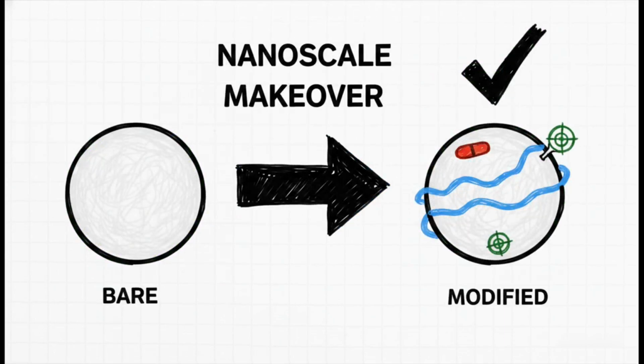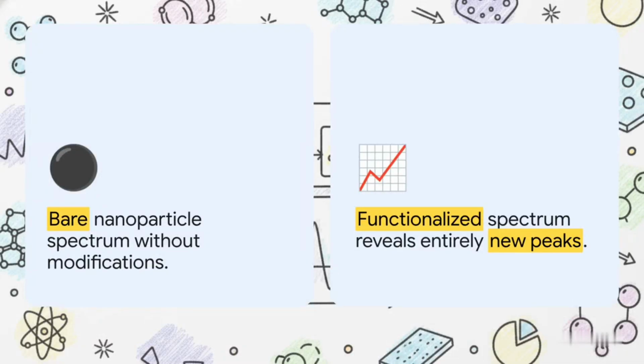Moving on to role 3, confirmation of functionalization. I always think of this as a nanoscale makeover. It's when you take a plain, bare nanoparticle and try to attach something powerful to it. Maybe a protective polymer, a life-saving drug, or a targeting ligand that hunts down specific cells. The problem is, you can't see the drug attaching, but FTIR provides the hard proof that the attachment actually happened. And what's wild is how obvious the proof is when you compare the data.